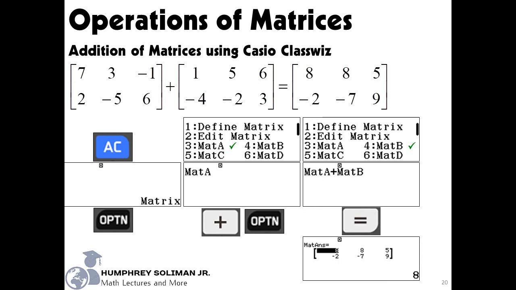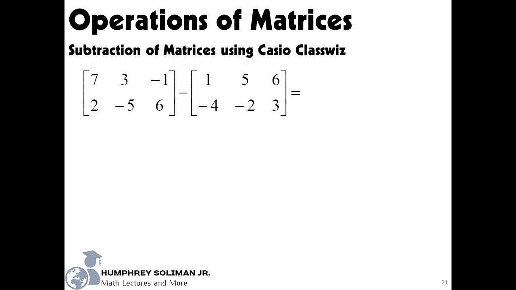Now, let's perform subtraction of matrices using Casio ClassWiz. We will use the matrices we already stored in the calculator, matrix A and matrix B. First clear the screen by pressing the AC key.